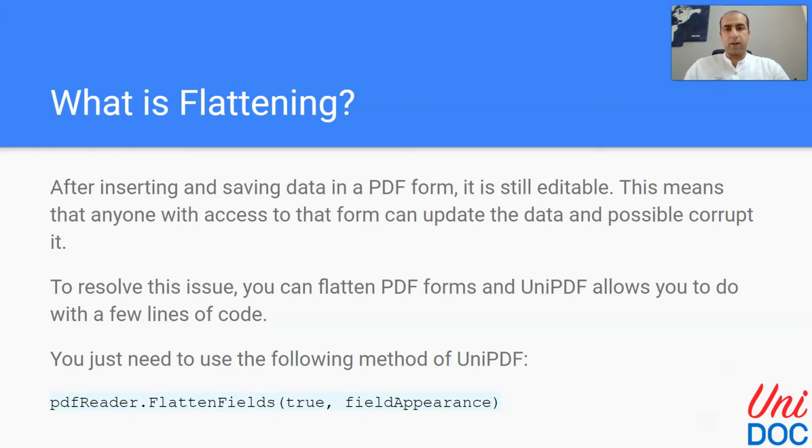So what is flattening? Basically, after you have inserted and saved data into a PDF form, it is still editable. This means that anyone with access to the form can update the data and possibly corrupt it. To resolve this issue, you can flatten the PDF forms, and UniPDF allows you to do this with just a few lines of code. You simply need to use the flatten fields method.